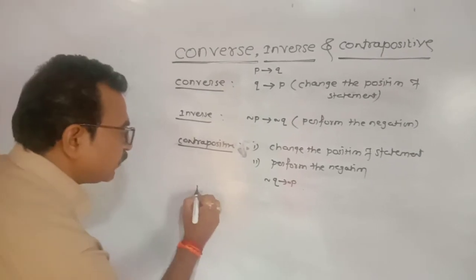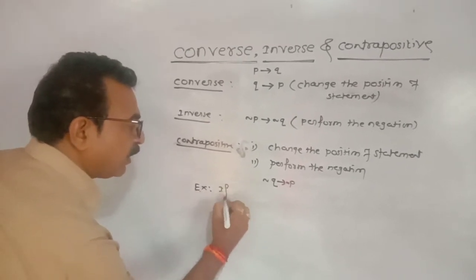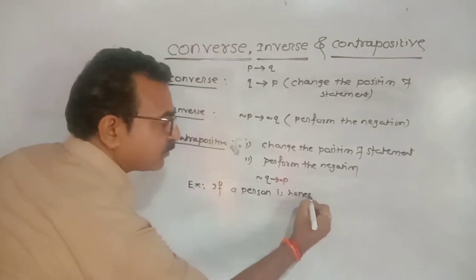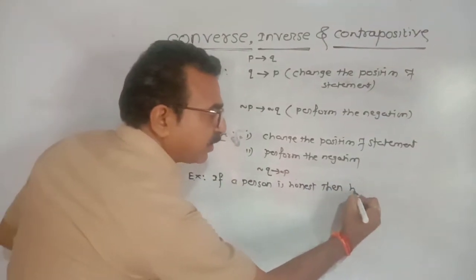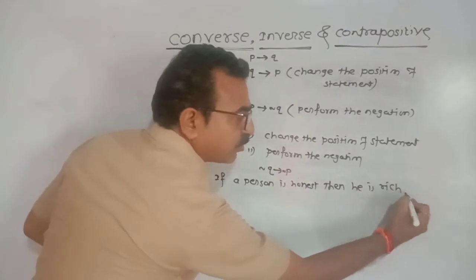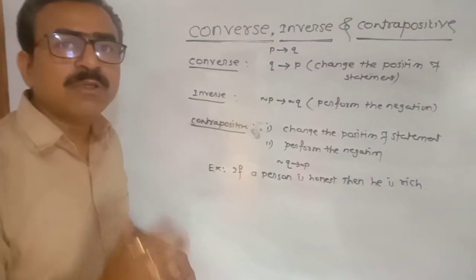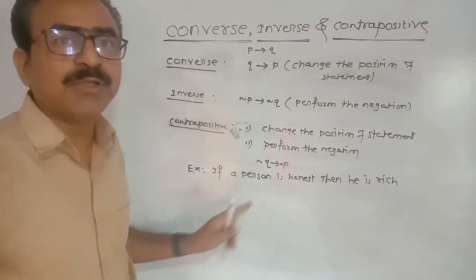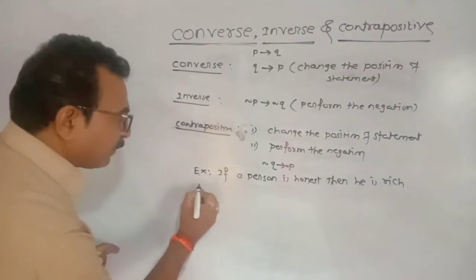So the example is: if a person is honest, then he is rich. And your question is to find the converse, inverse and contrapositive statements of this.